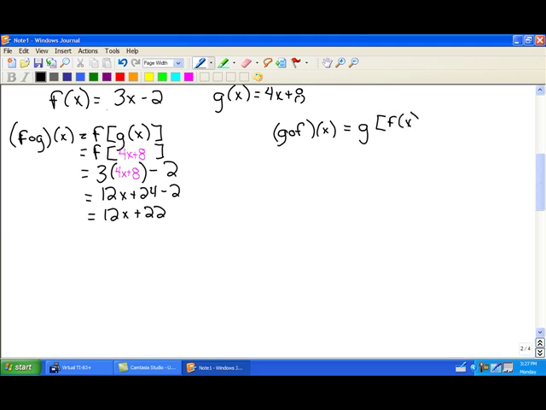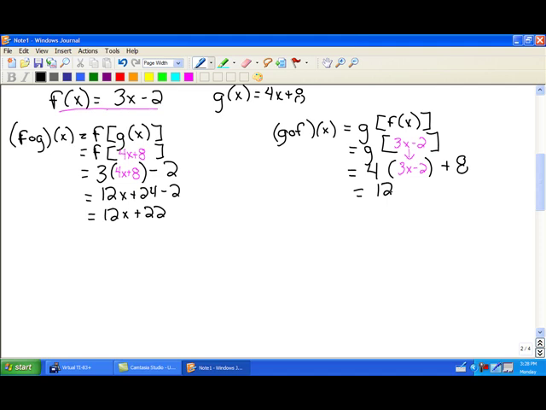If we take this backwards, g composed with f of x means g is on the outside and f is on the inside. We're going to replace that inside function. How it's defined, f of x is 3x minus 2, so I'm going to write 3x minus 2, and that's going to become my x for the g function. The g function tells me to take 4 times my x and add 8 to it. The x that I actually use is going to be the 3x minus 2. And at that point, I'm just going to clean up.